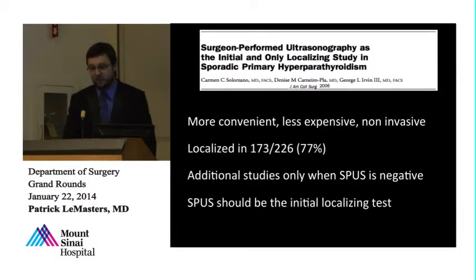And just to beat a dead horse, this is another study out of Rush looking at surgeon-performed ultrasound in 226 patients. They found that surgeon-performed ultrasound was more convenient and less expensive, with a nuclear test costing about $1,300 and a surgeon-performed ultrasound costing $200. They were able to localize in 77% of these cases, and they only used additional studies when the surgeon couldn't identify the offending adenoma. Their recommendation is that surgeon-performed ultrasound should be the initial localizing study when evaluating a patient with primary hyperparathyroidism.